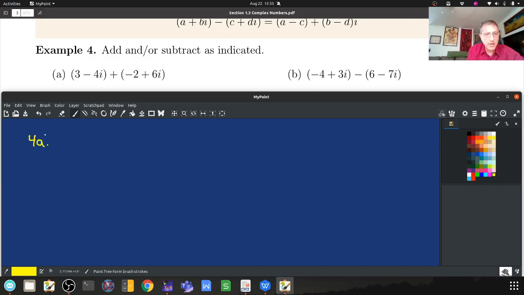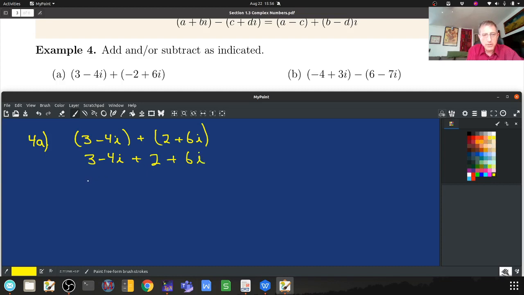I say it's not hard, but of course it's not hard for me. 3 minus 4i plus 2 plus 6i. Since this is a plus right here, I can just remove the parentheses. It's understood that this is a plus on the left-hand side. So again, we collect like terms.